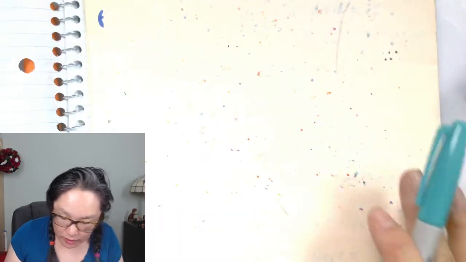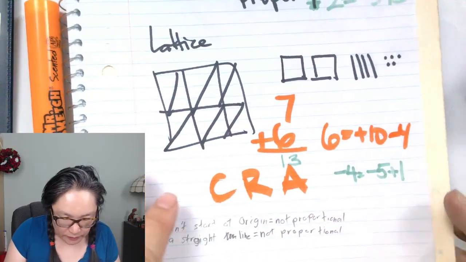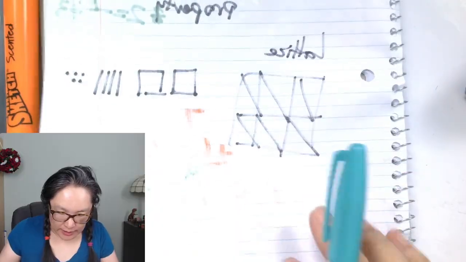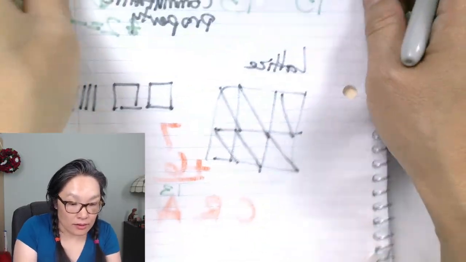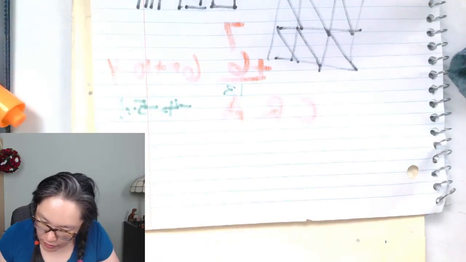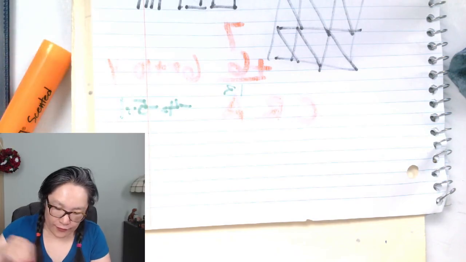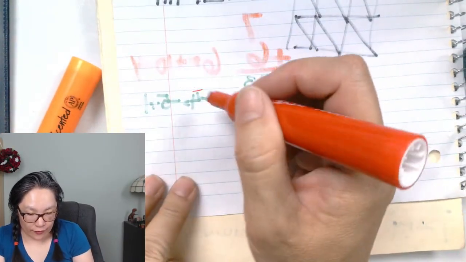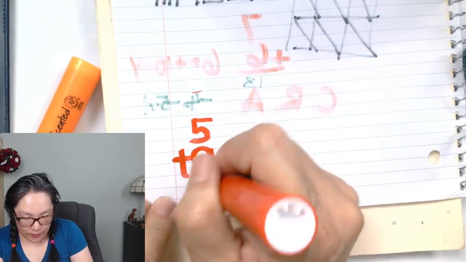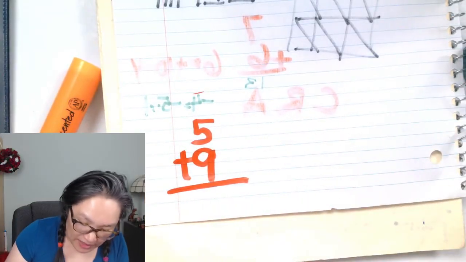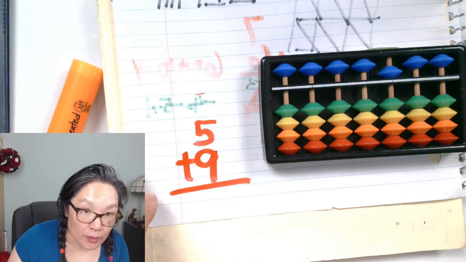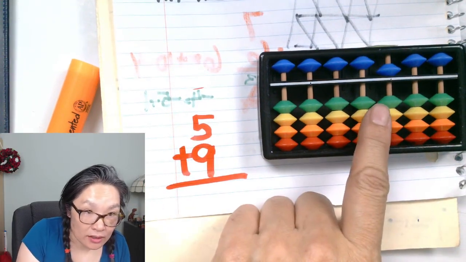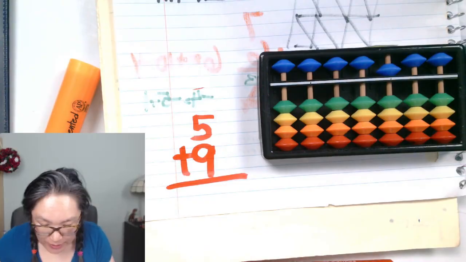We could do another one. Let's see if I can use the back of this. Okay. So another one would be 5 plus 9. So we do 5, and then we add the 9. When we add the 9, what are we going to do? We know how to plus the 9.